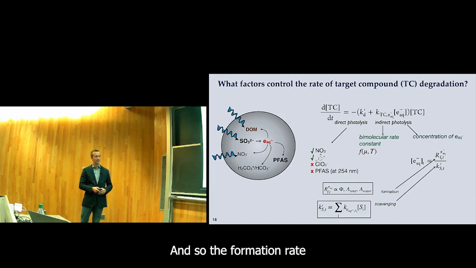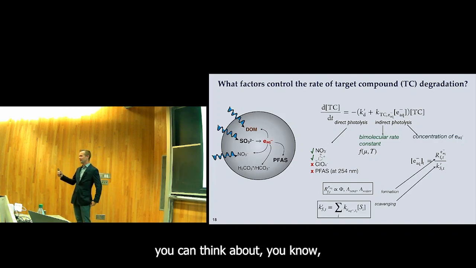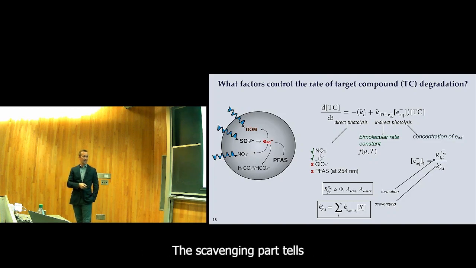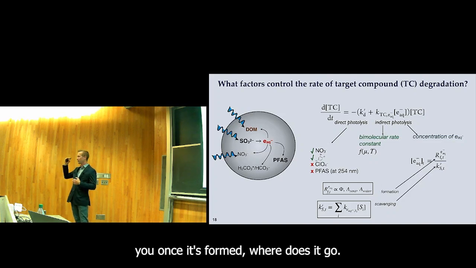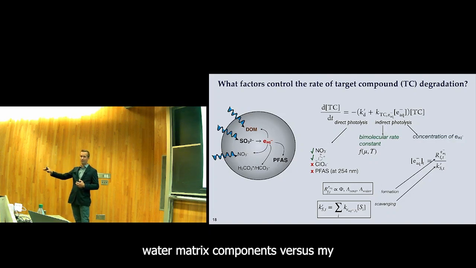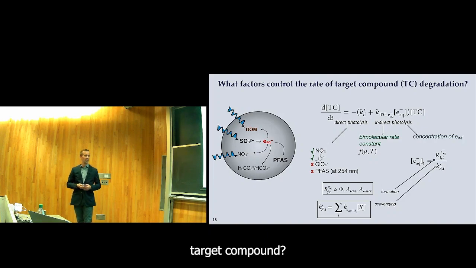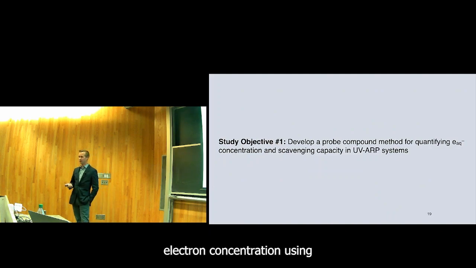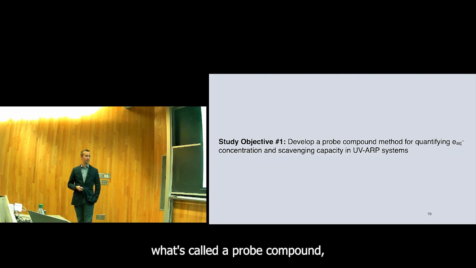And so the formation rate, you can think about, how much light is getting into my solution, getting absorbed by the aqueous electron source, and eventually forming that species. The scavenging part tells you, once it's formed, where does it go? How fast does it react with water matrix components versus my target compound? And so we set about measuring this aqueous electron concentration using what's called a probe compound.